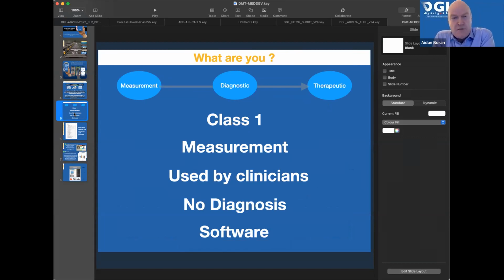of where we are. We're a class one device. We're measurement, used by clinicians, but not for diagnosis. And we're all software, so we're on the very edge of being a medical device. I'll have to say that probably not a day goes by that I don't question our decision to go down the route of being a med dev, for exactly that reason: we're on the border between being a diagnostic tool versus a measurement device.